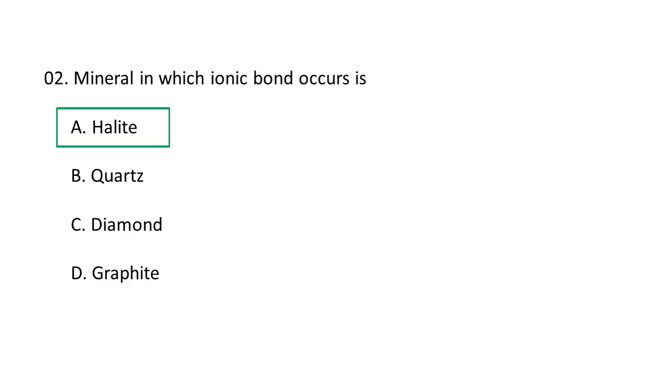So quartz is a covalent crystal, meaning that the bonding in quartz is covalent. Diamond has a covalent bond, and van der Waals bond is seen in graphite. So the mineral in which ionic bond occurs is halite. A is the correct option.